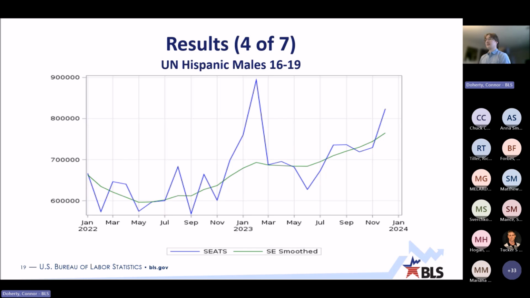So this is unemployed Hispanic male teenagers. We see a similar thing. SEATS in blue is pretty noisy, and the sampling error model cuts right through it, smoother, so we can see what's going on. Specifically, the SEATS model is the final SEATS model, and the sampling error model is the smooth, so the final step of that.